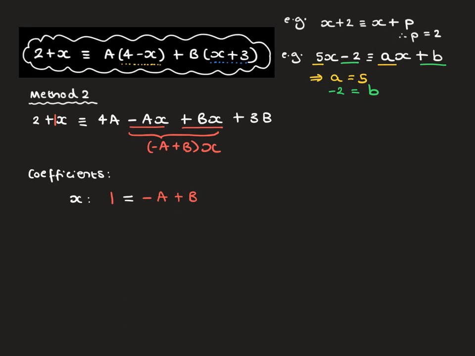Now, separately, if we look at the constant term, on the left-hand side we've got a 2, and on the right-hand side we've got 4a, which is a constant, there's no x as a part of that, and we've got 3b as a constant as well.